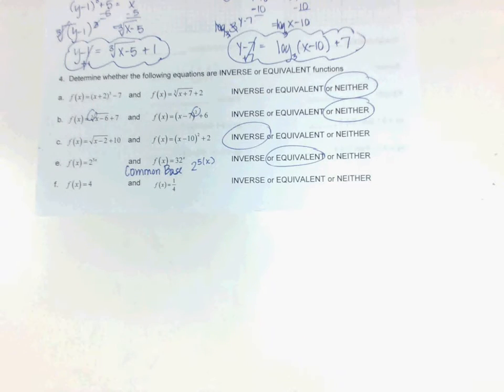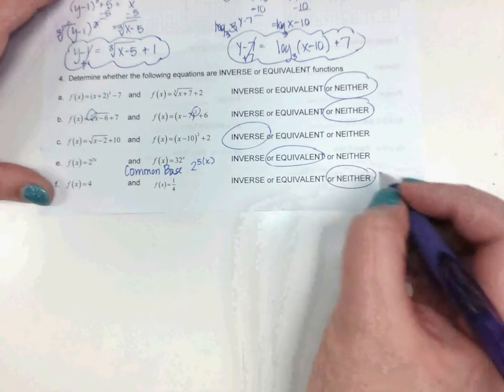Okay, then last one. 4 and a fourth. Well, 4 and a fourth aren't equal. Can they be inverses? Think about how you find an inverse. You switch x and y, right? Do I have an x to switch with anything over here? No. Do I have an x to switch with anything over here? No, that's a neither. You cannot have an inverse.